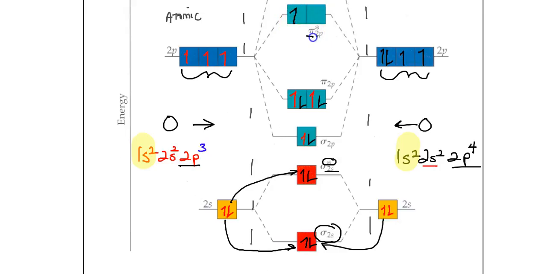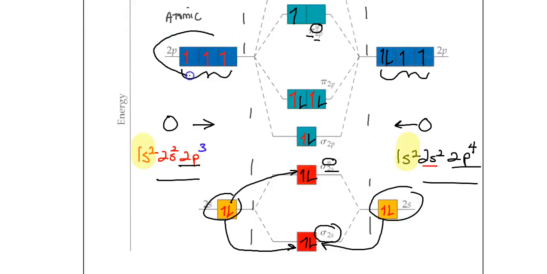It's a pi 2p anti-bonding orbital. Okay, and that's all I did: I figured out my outermost valence electrons and put them into the individual atomic orbital places. I made adjustments to the electrons based upon the charge. This was O2 positive, so one of these two had to lose an electron.